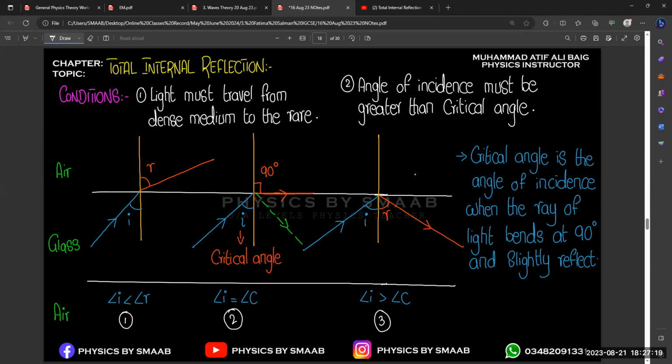And further, if they ask about the concept of critical angle, we already noted down the definition of critical angle: critical angle is just an angle of incidence. It is a specific angle at which light bends at 90 degrees, and slightly beyond it the light will start to reflect back. Okay.